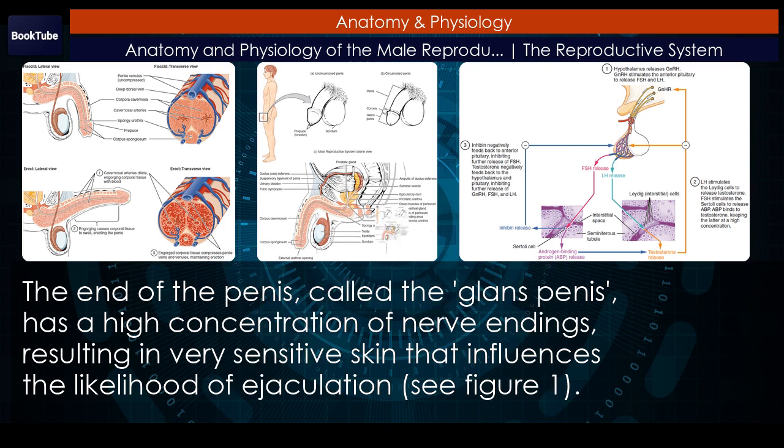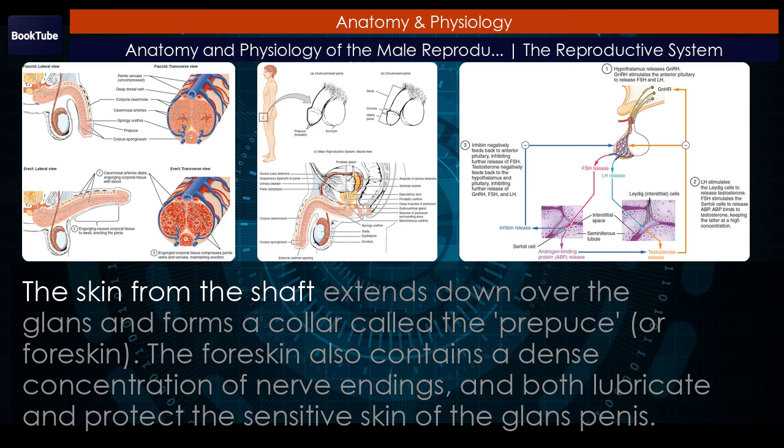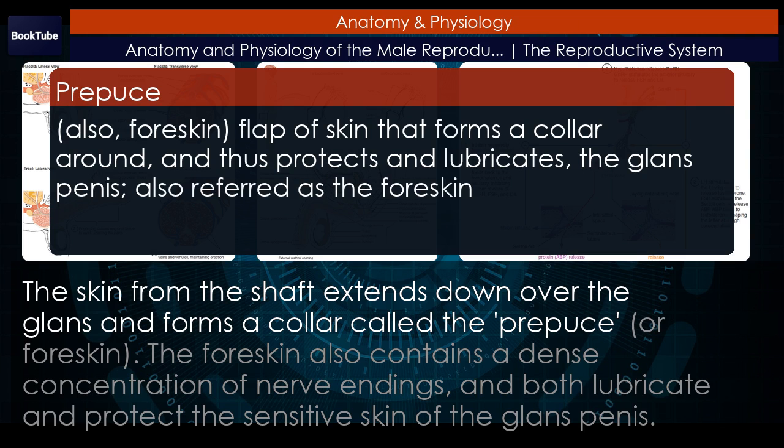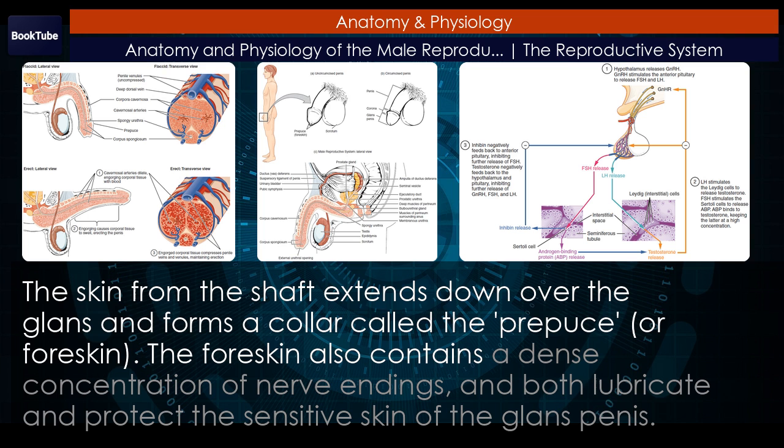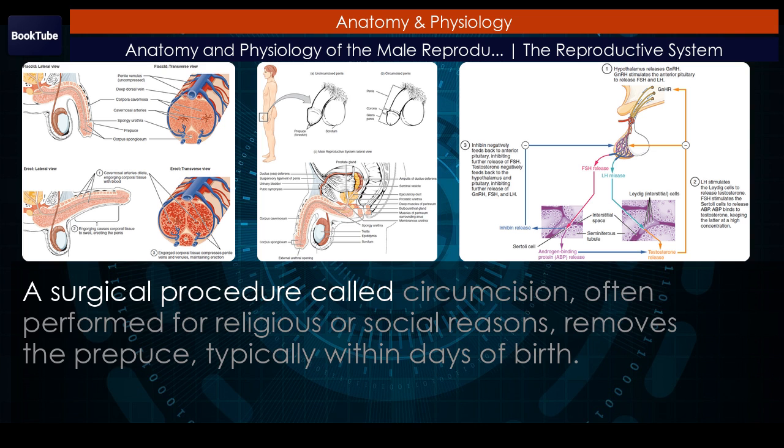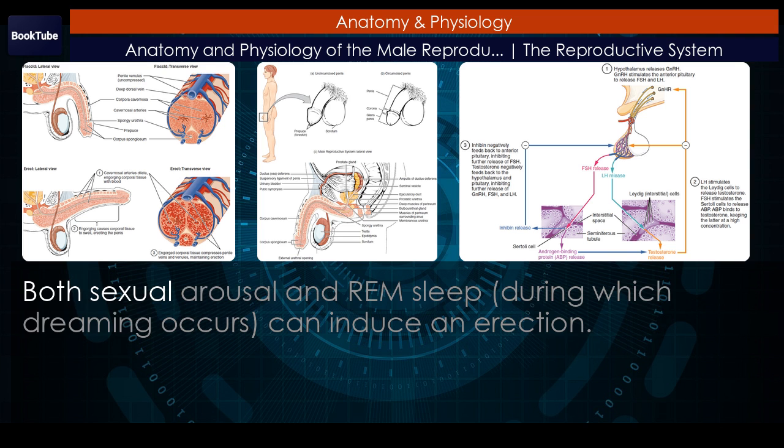See Figure 1. The skin from the shaft extends down over the glans and forms a collar called the prepuce, or foreskin. The foreskin also contains a dense concentration of nerve endings, and both lubricate and protect the sensitive skin of the glans penis. A surgical procedure called circumcision, often performed for religious or social reasons, removes the prepuce, typically within days of birth. Both sexual arousal and REM sleep, during which dreaming occurs, can induce an erection.